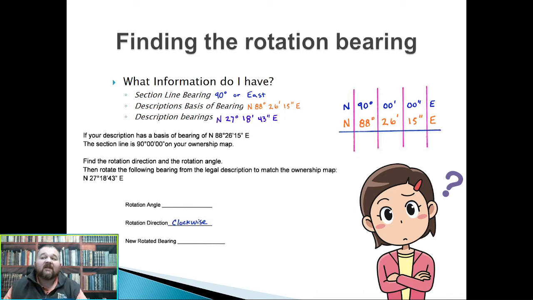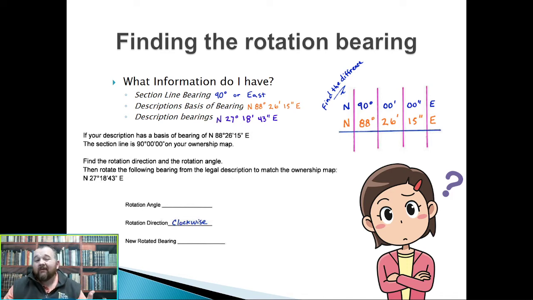So we have the difference between 90 degrees and 88, 26, 15. Okay, so how do we find the difference between those? If we want to know the difference between them, we just subtract. We're not talking about which way we're rotating. We're not doing that. We just want to find the difference between them. That's what we're finding. And so what's the difference between 90 and 88? Most people go, oh, that's 2 degrees, you know.